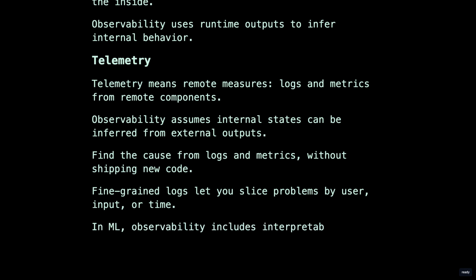For machine learning systems, the model itself is only one part of the picture. Interpretability helps explain the model's decisions, while observability connects those decisions to the behavior of the full system around it.